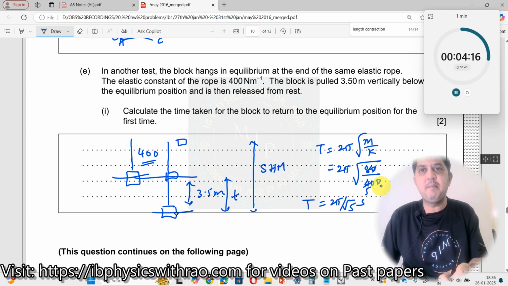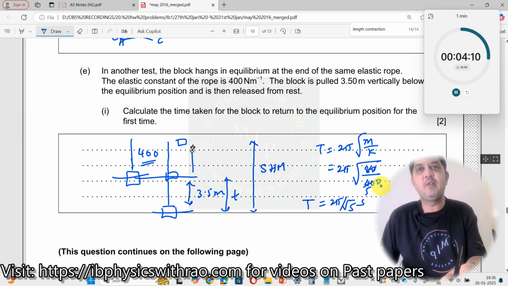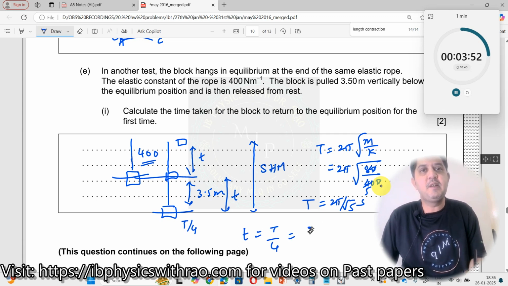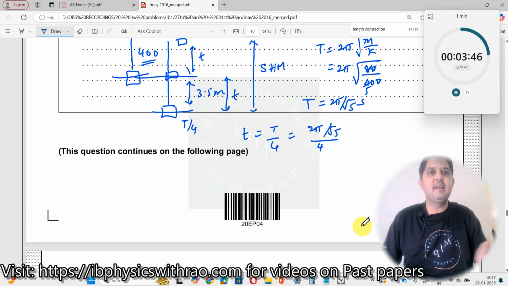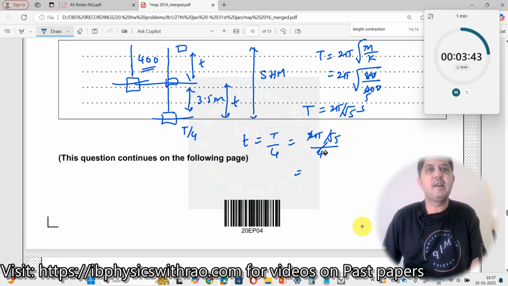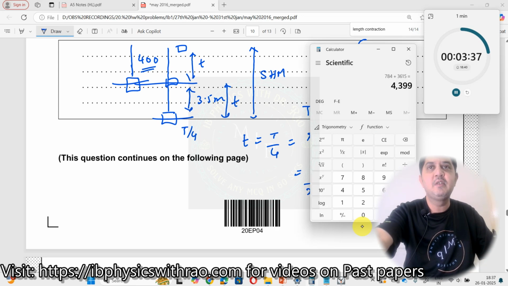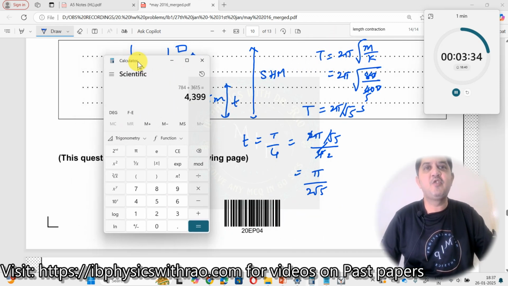Now, is this the time taken by the block to go here? No, that is not the time. It takes a time t to start from here and go here. It once again takes the same time t to compress it, once again comes back in the same time, and once again comes to compress in the same time. Which means the time from here to here is nothing but T by 4 seconds. So you divide this by 4. Therefore t is equal to T by 4, which is 2 pi by root 5 divided by 4, which should now be written as 5 by 2 root 5.